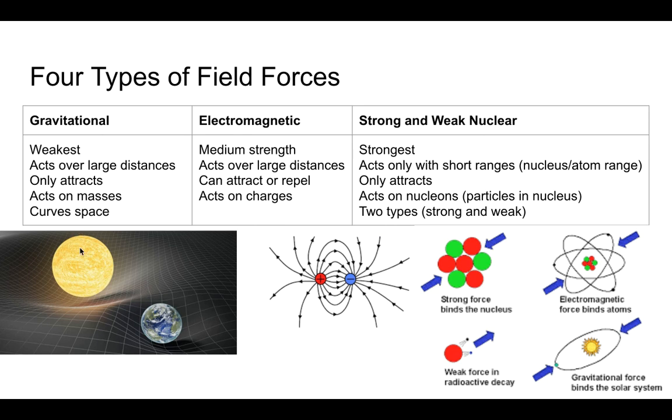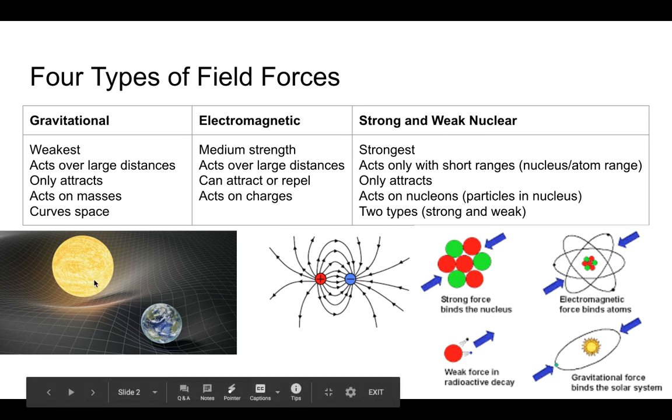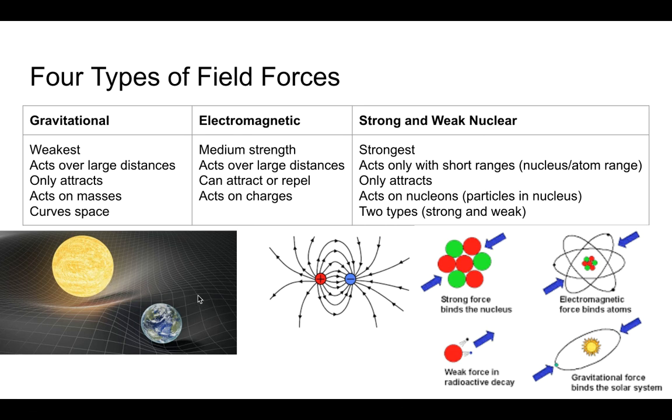There we go. So we have an example here of Earth and the Sun, and they're not touching, but they feel the force of attraction towards one another. Magnets would be an example of the electromagnetic, where they don't have to physically touch, but they can feel the force of attraction or repulsion towards one another. So let's look at the similarities and differences between gravity, electromagnetic, strong, and weak nuclear forces.